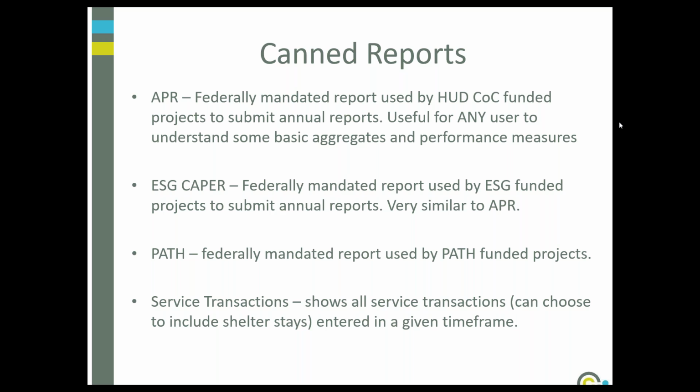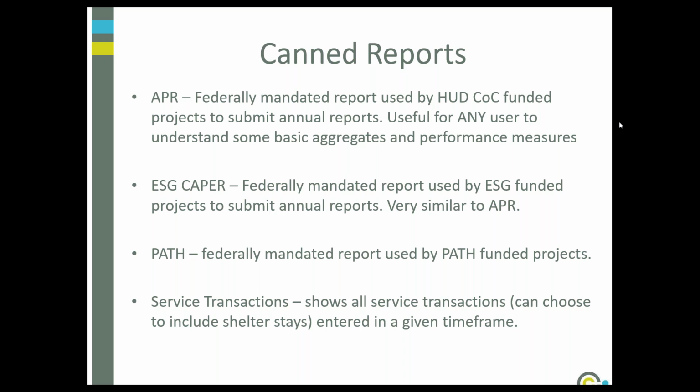And so for us, I think there's some major ones that we use pretty often. The APR being one of them. The APR is a federally mandated report that we use for COC funded projects, and they submit those to HUD each year. However, they can be really useful for any project, COC funded or not. And every user in the system has access to an APR. It gives a really quick and easy way to get basic aggregate numbers, deduplicated counts, and some basic information about performance measures that we are continuously monitoring.